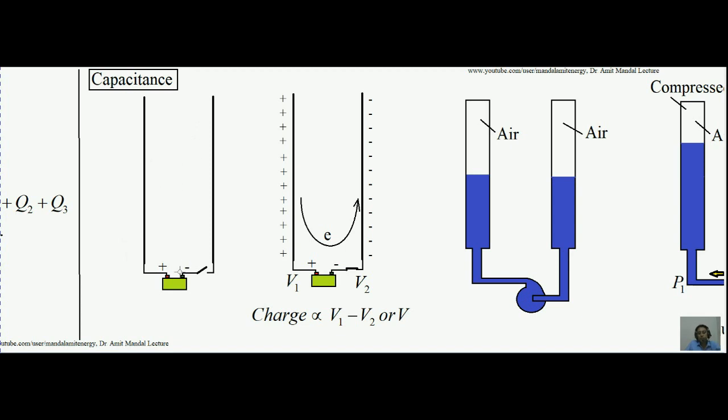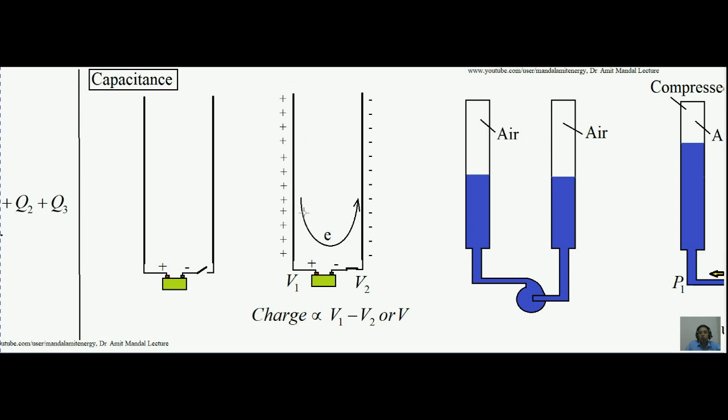Suppose this is the battery, and right now this switch is off. This is the plus, this is minus, and when the switch is on, the circuit is closed. What will happen is the battery will start transferring electrons from the left plate to the right plate. Electron is a negatively charged particle, so it will start moving from the left plate to the right plate. So this plate will become positive and this plate will become negative.